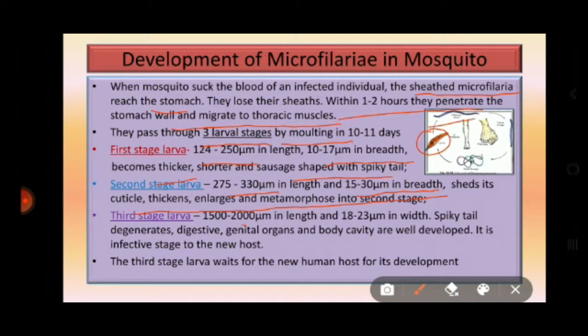Then the third stage larva, which is about 1500 to 2000 micrometers in length, very long and elongated, and 18 to 23 micrometers in width. The spiky tail degenerates, and its digestive and genital organs and body cavity are well developed, and it is the infective stage to the new host. So please remember, this third stage is the infective stage to the new human primary host, and the third stage larva waits for the new human host for its development.